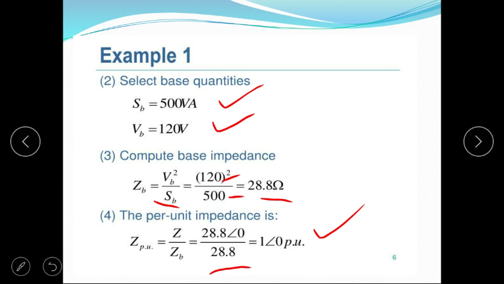Now the base value of R is equal to V base squared upon S base. V base is 120 and S base is 500. So Z base is also 28.8 ohm. So per unit Z is equal to Z actual upon Z base, that is 1 per unit.